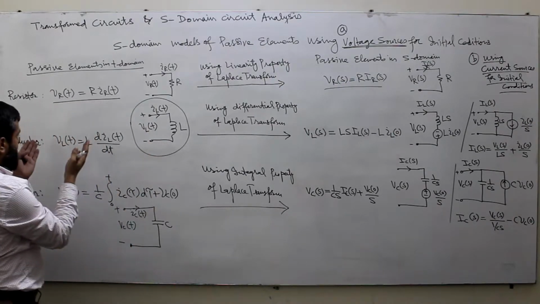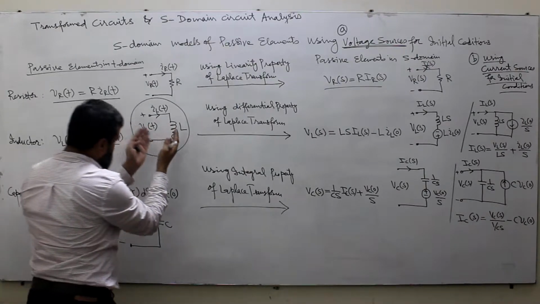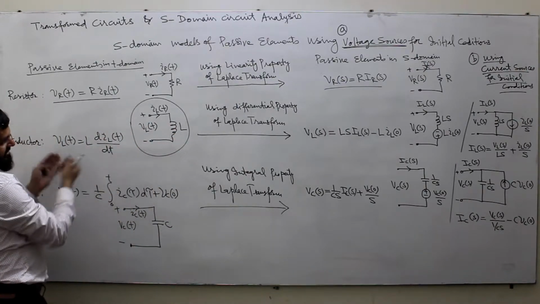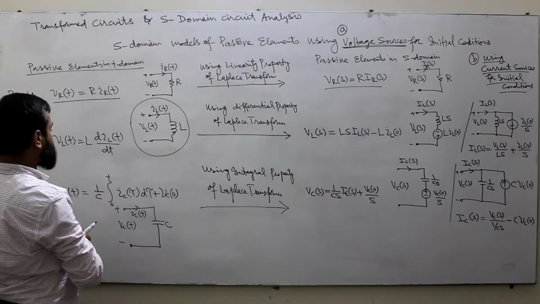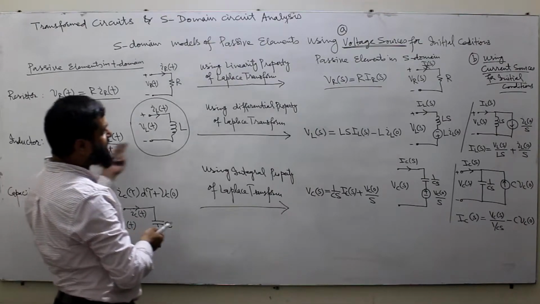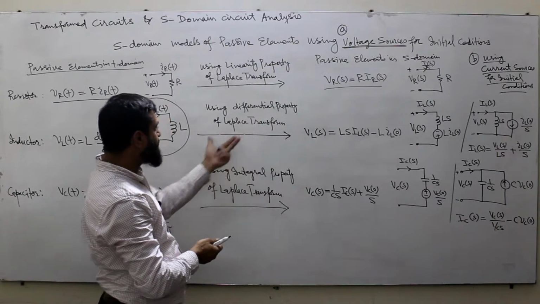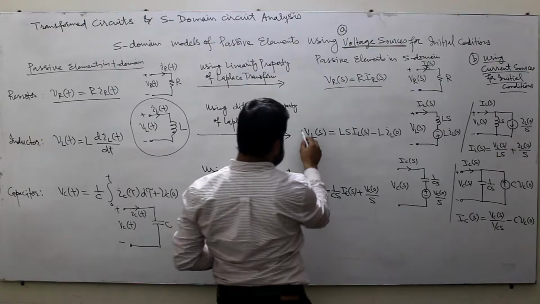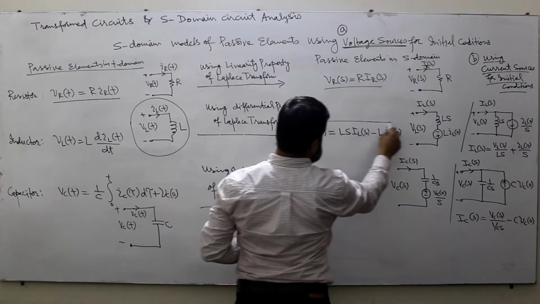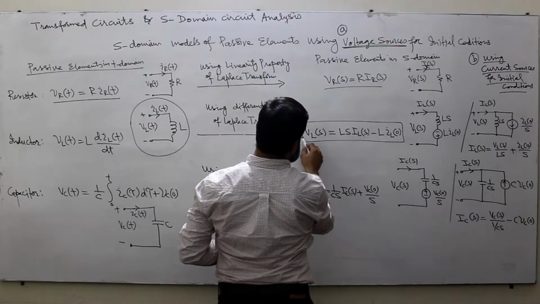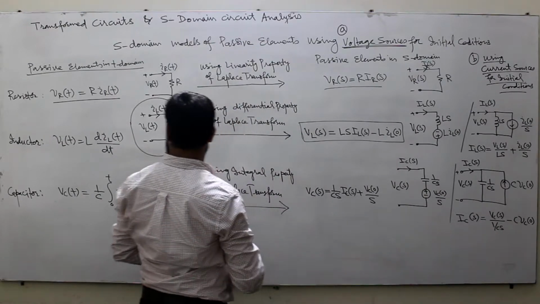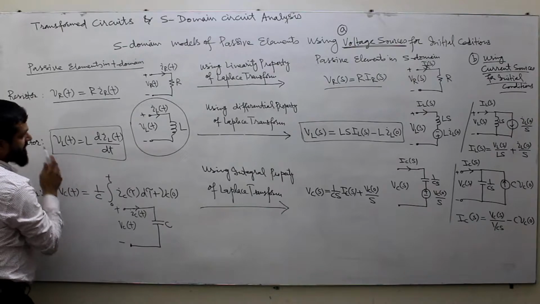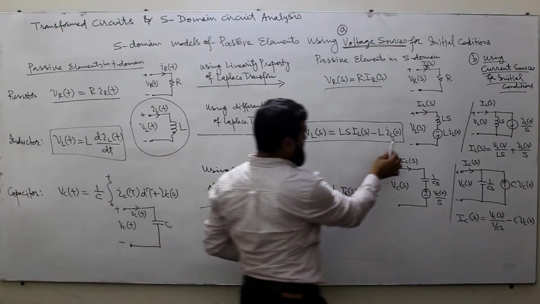Since the model for the inductor is represented by a differential equation, a formula which has the differential in it, we will have to use the differential property of the Laplace transform to convert this into the S domain. This is the conversion for this differential equation, but it contains the initial condition.